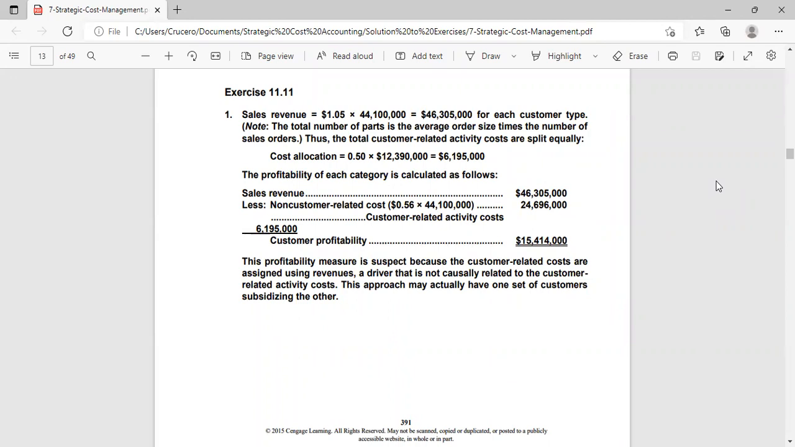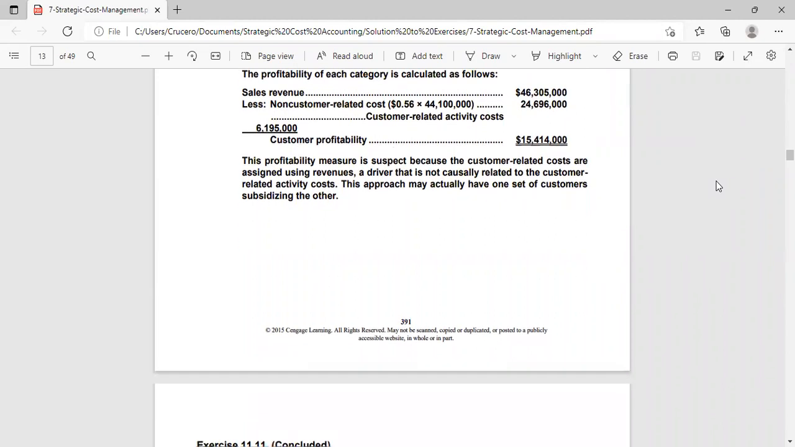Now, this profitability measure is suspect because the customer-related costs are assigned using revenues, a driver that's not causally related to the customer-related activity cost. This approach may actually have one set of customers subsidizing the other.